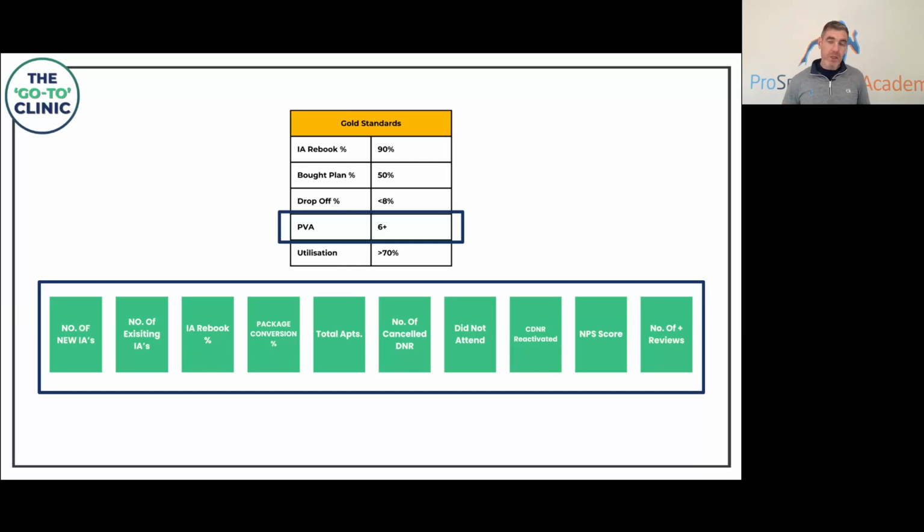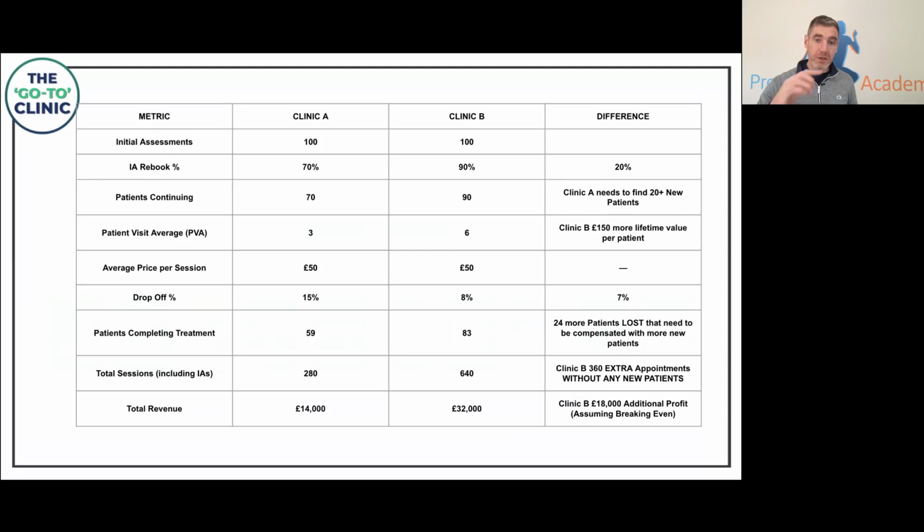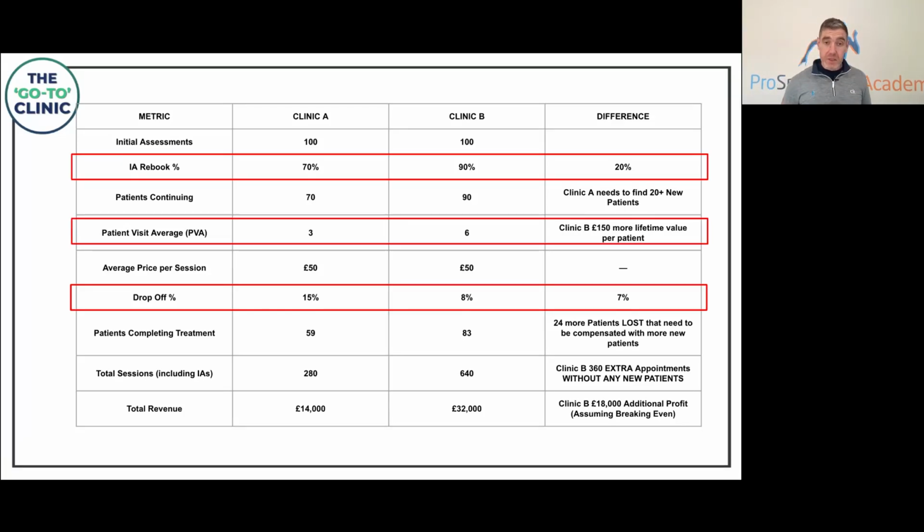So now that we understand what the patient visit average is, why is it important? Because we know that if we get 100 patients and your IA rebook rate is, for example, 70%, and then you've got a clinic B who's hitting the standards at 90%, you've got a drop-off rate of 15% versus the other clinic that's got a drop-off rate of 8%, hitting the clinic standards. What you're usually going to see is that it'll correlate, from my experience, with your patient visit average. So if your IA rebook rate is poor, you'll usually see a poor patient visit average as well. If we get your IA rebook rate high, that'll naturally start to increase your patient visit average. And again, we talked a lot about that in the previous episodes.